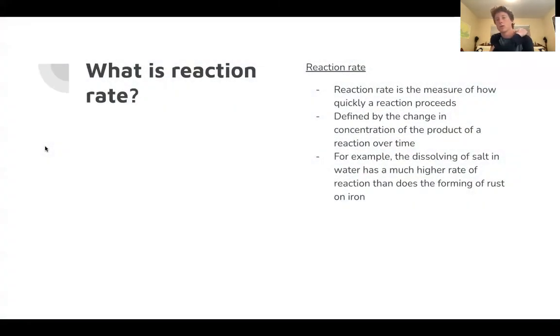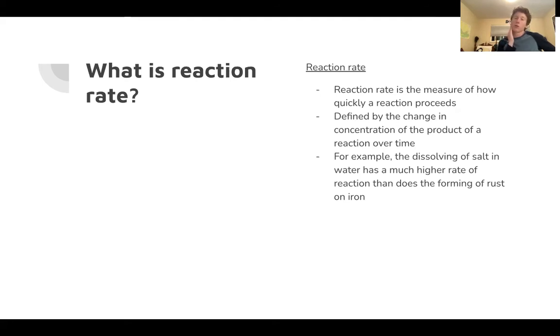All right, so what is reaction rate? Reaction rate is a measure of how quickly a reaction proceeds, or how quickly reactants are turned into products. It's defined as the change in concentration of the product of the reaction over time.